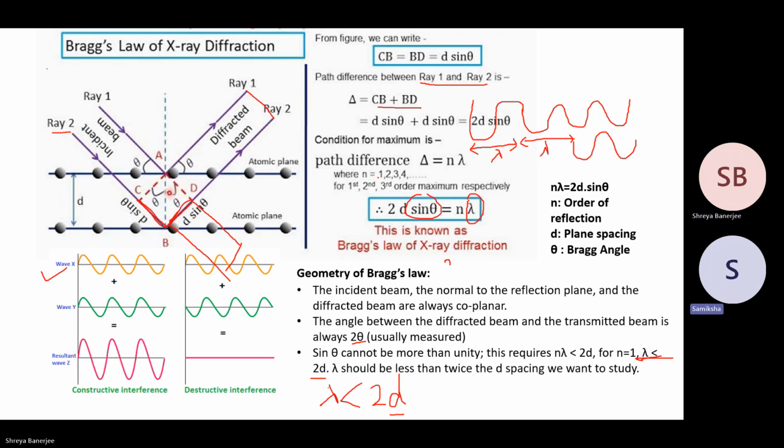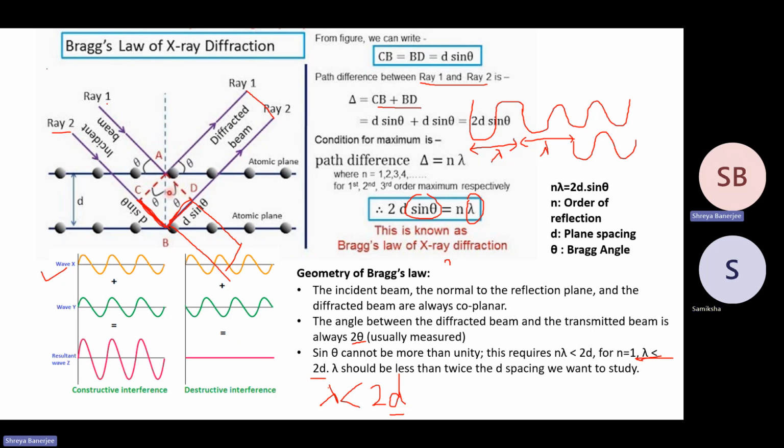Ma'am, once you said that... Sorry, your voice is breaking. Once more, can you say? Yes, ma'am. Now, am I audible? Yes, you're audible. Ma'am, I was saying that once you said ray 1 and ray 2, the length d sin theta is more in ray 2 than in ray 1.